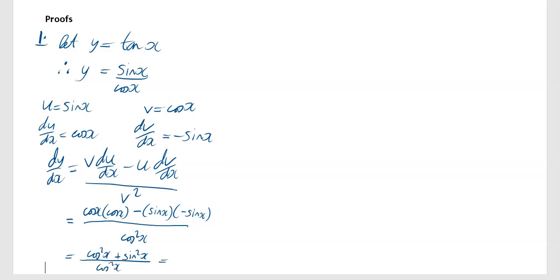Now if you look at what this is, cos squared plus sine squared is 1. So 1 over cos squared x, and 1 over cos is the same as sec, so 1 over cos squared is the same as sec squared x. So what we have shown is if your y is equal to tan x, then dy by dx is equal to sec squared x.